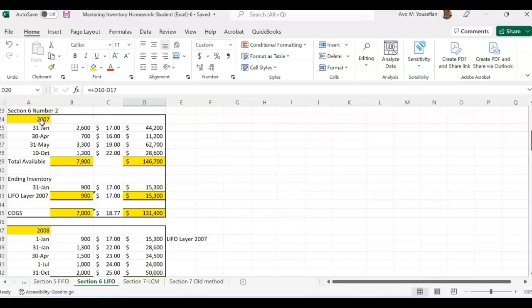Let's go to 2017. So in 2017, we purchased several times. The beginning was 0, but we purchased several times. Available was 7,900 units, and the total cost 146,700. So far, so good. Ending inventory at the end of 2017 was 900 units. Okay, that's fine. But where is that 900 units coming from?